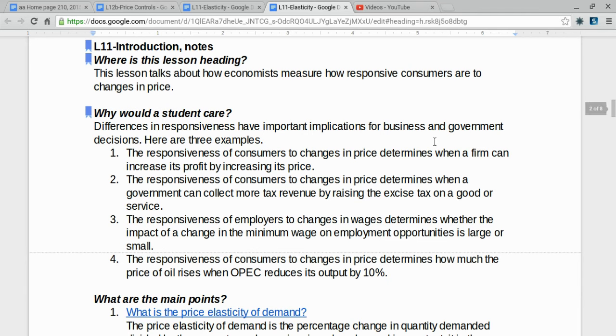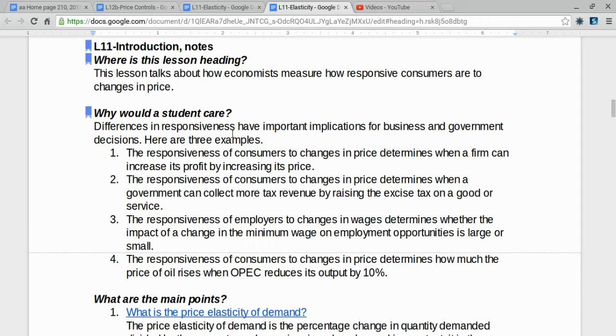Welcome to Lesson 11, Elasticity. This lesson talks about how economists measure how responsive consumers are to changes in price. The information is important because differences in responsiveness have important implications for business and government decisions.